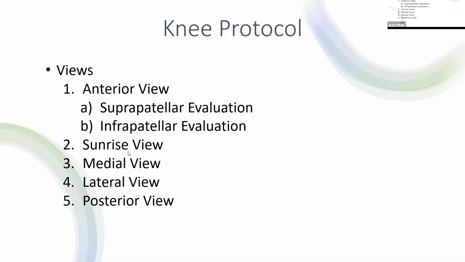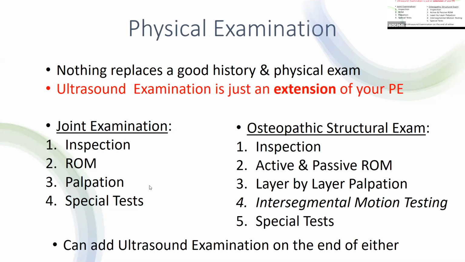Sunrise view gives you a little sneak peek at the cartilage, even though ultrasound's not great for cartilage. If somebody has an osteochondral defect, you might be able to pick that up. And then we're going to finish looking at medial lateral view and posterior view.